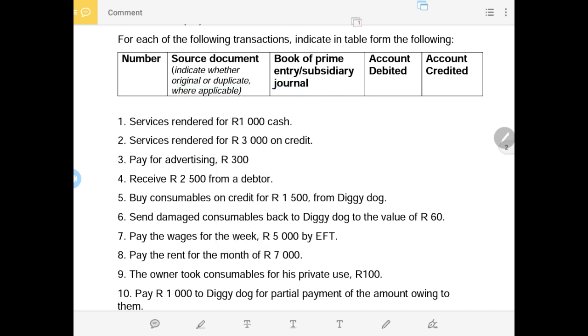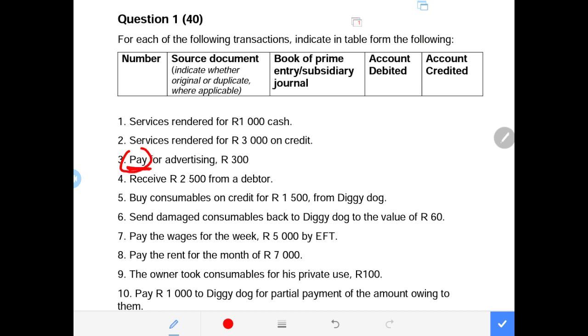Transaction number 3 says pay the advertising. If we pay, that means bank is affected. Obviously, if we are paying, we expect that our cash, which is our bank account, must decrease. So if we are paying, it means our bank account will be affected. If we pay, bank is affected.